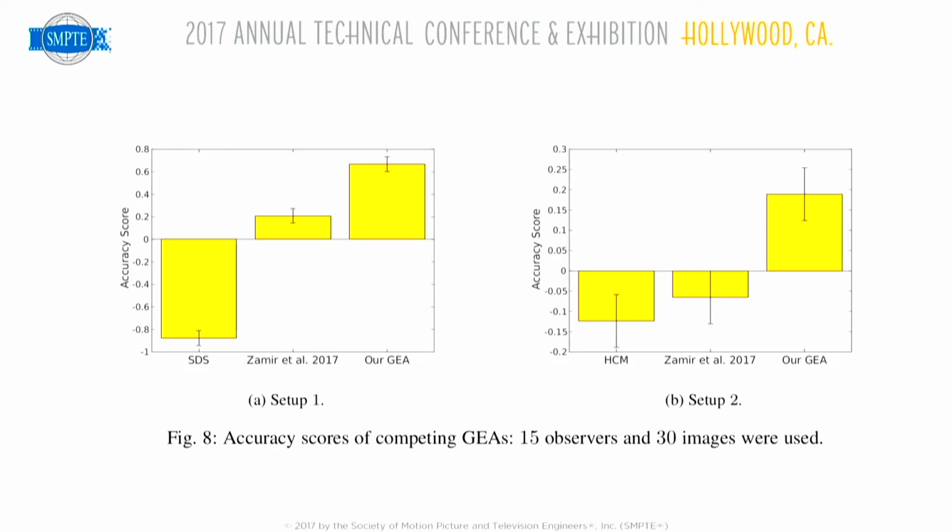So we did this user test in 2 different setups. Setup 1 corresponds to the difference between 709 and P3, and setup 2 corresponds to the difference between P3 and 2020. And this represents the hit rate, so the higher the bar is, the better. So in each case, our method outperforms the other 2, which were the ones that were doing best according to our previous study.